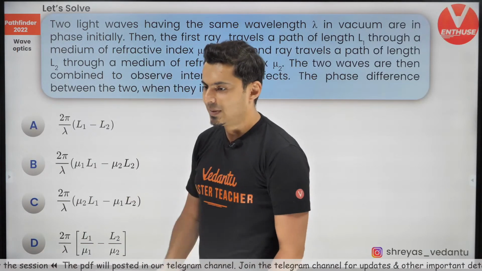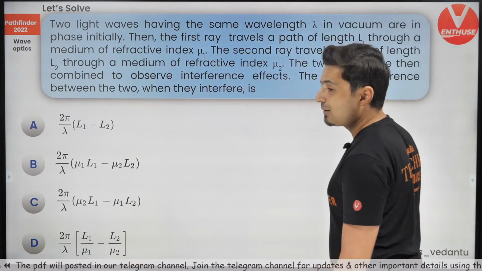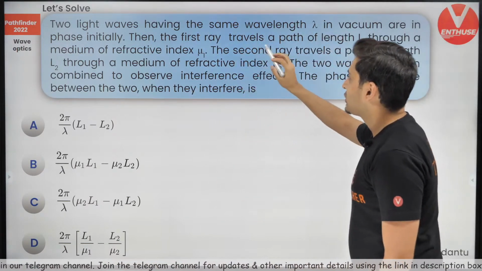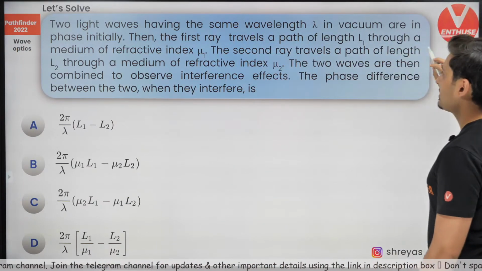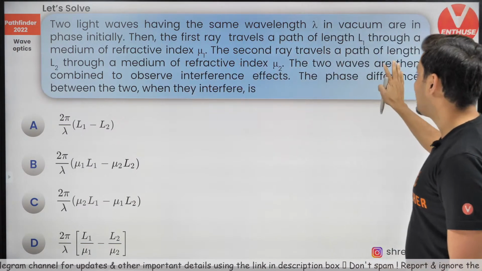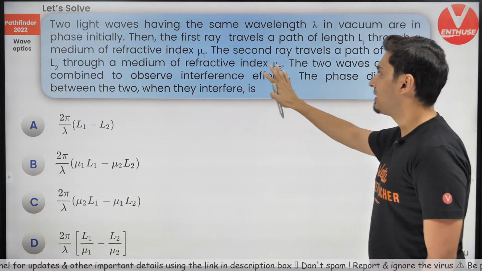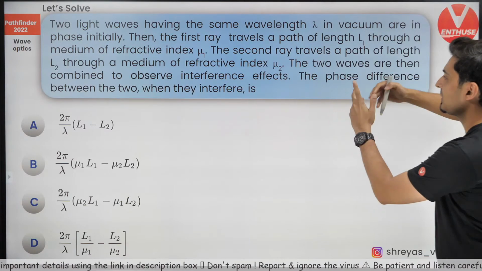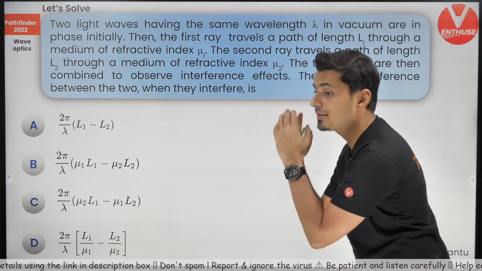Oh my god. Okay. So what do we have? Don't get scared by the length of the question. Always when questions look big, they are actually very easy. So the first ray travels through length L1, refractive index mu1. The second ray travels through length L2, refractive index mu2. Both the waves then meet and interfere. The question is, what's the phase difference?